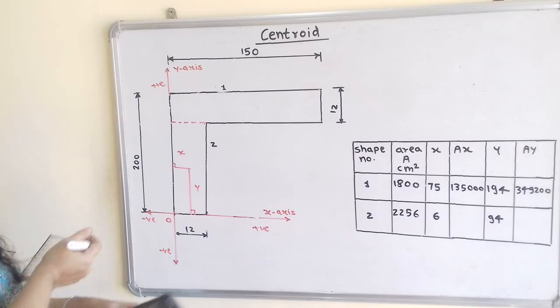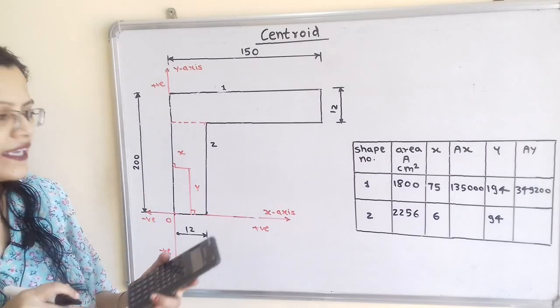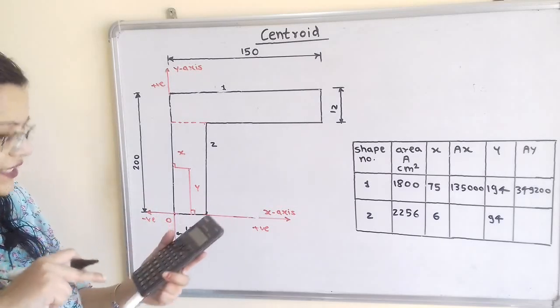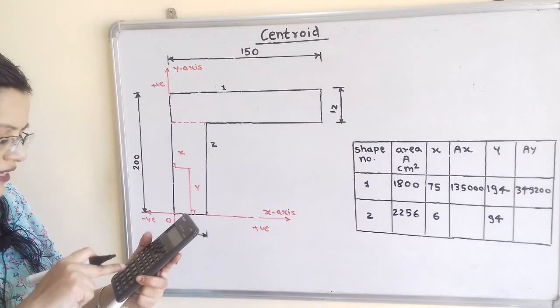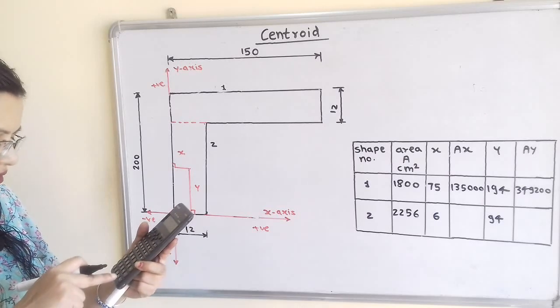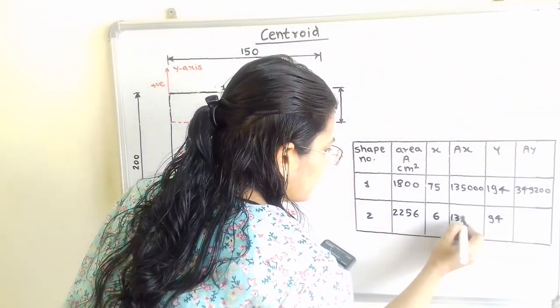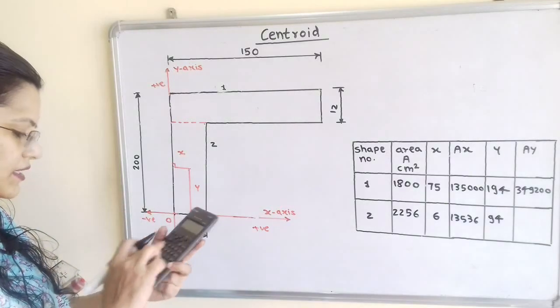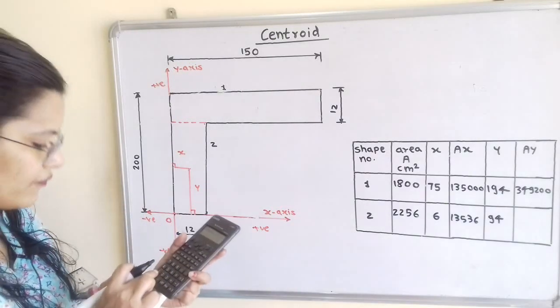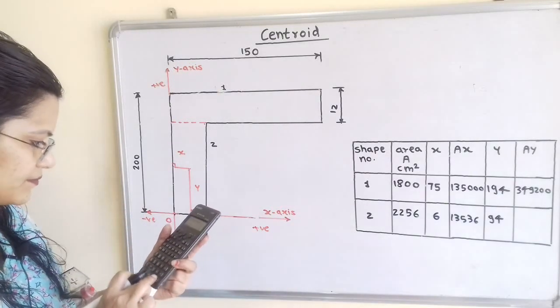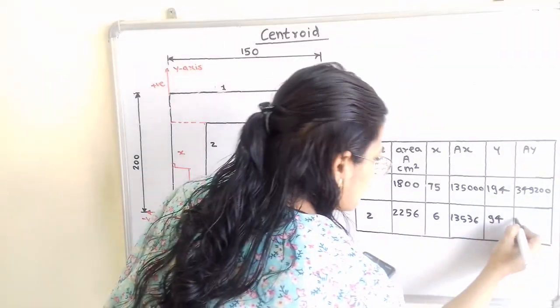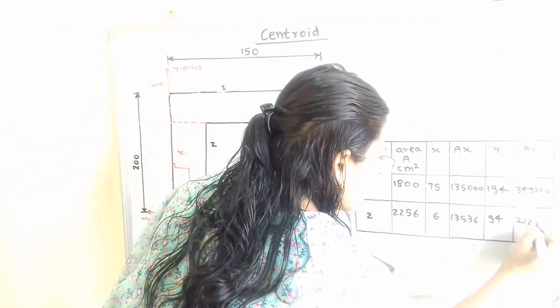Now next step we have to calculate Ax and Ay. So we will calculate here Ax, 2256 multiplied by 6, that is 13536. And next is 2256 multiplied by 94, that is 212064.